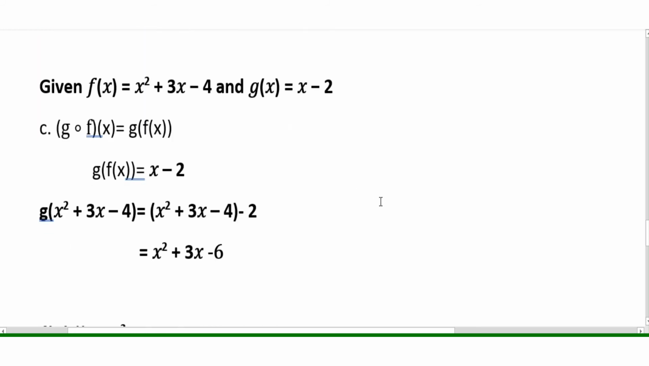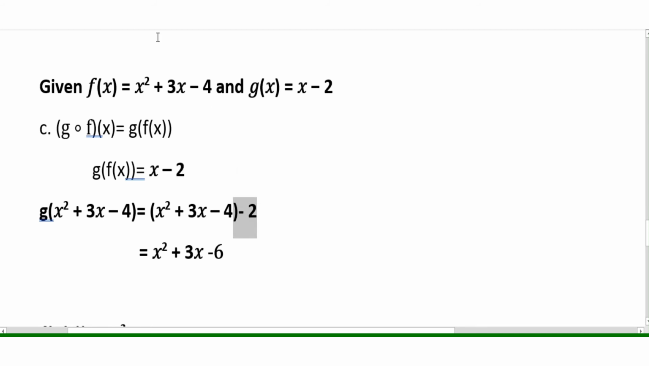Now, balik na rin naman natin ang posisyon. We're going to find GOF of X. So, kaparehas lang po siya nito, at parehas lang po siya ng concept kanina. Instead of substituting any number, we will substitute the values of f of x. Ano ang values ng f of x? Ito na po yun. X squared plus 3x minus 4. So, instead of writing x, sinulat po natin yung buong function ng f of x. And then, minus 2, ayan.